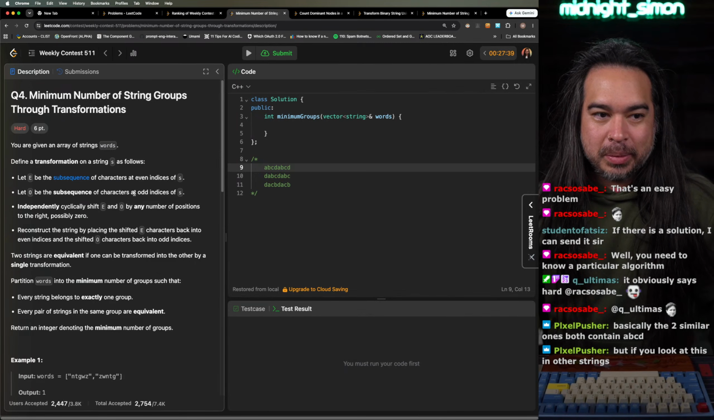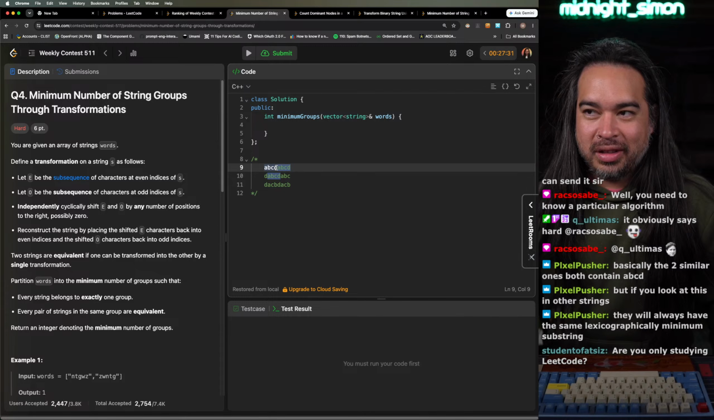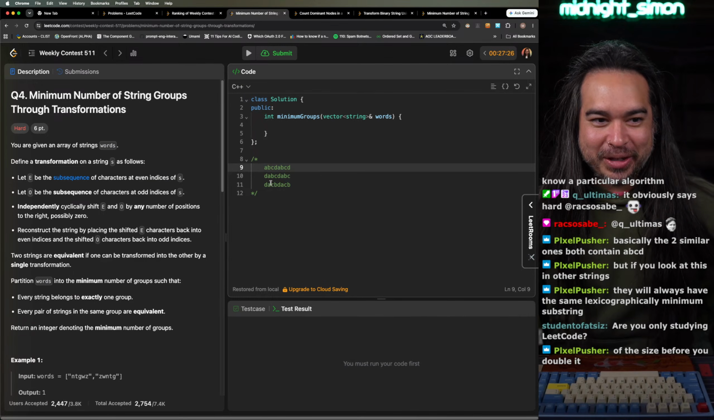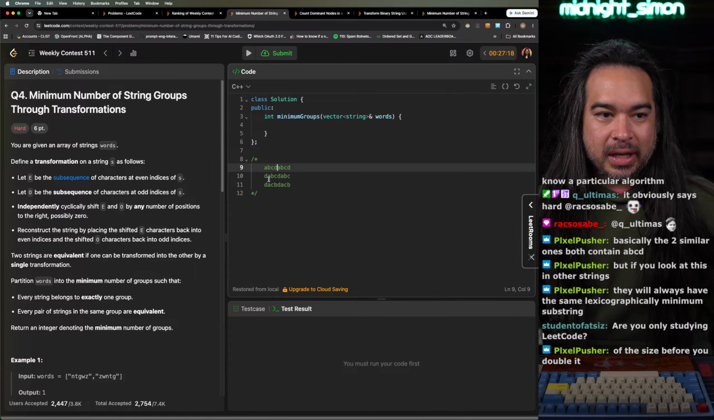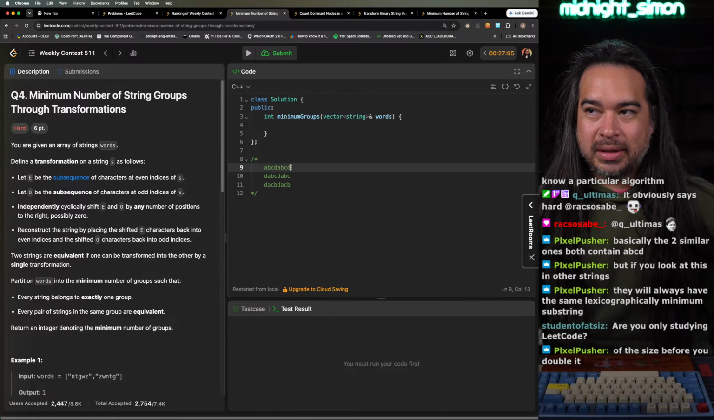Basically there's two similar ones, both contain A, B, C, D. Right. I mean, of course. Of course they do, because they belong in the same bucket, right? They will all have the same lexicographically minimum substring of the size before you double it. So you're saying just double it and take the lexicographically minimal.